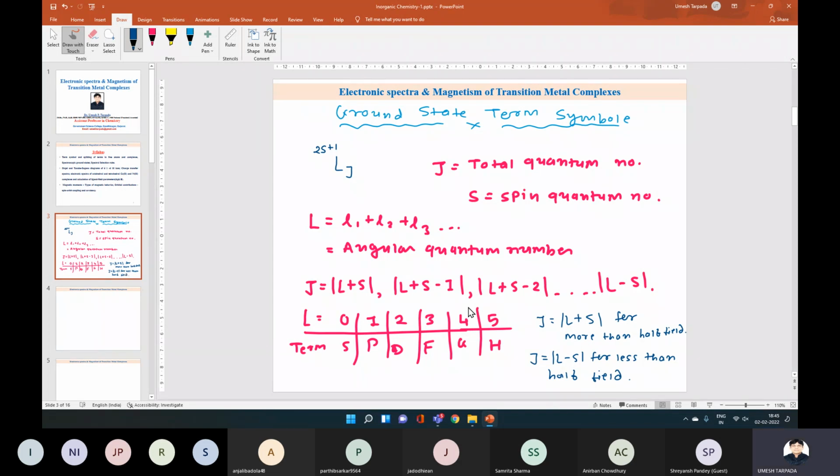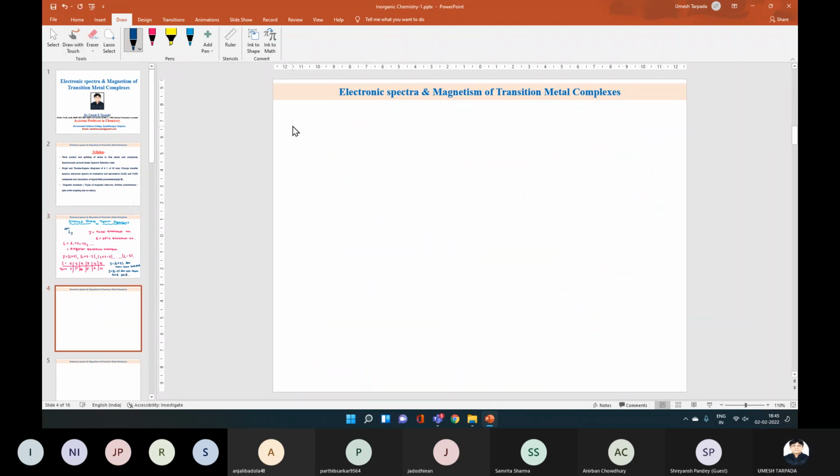So now suppose you have a configuration, say a p orbital. The number of p orbitals is 3.